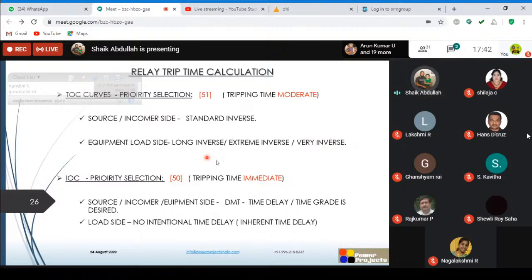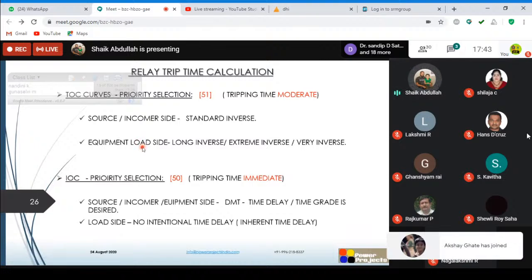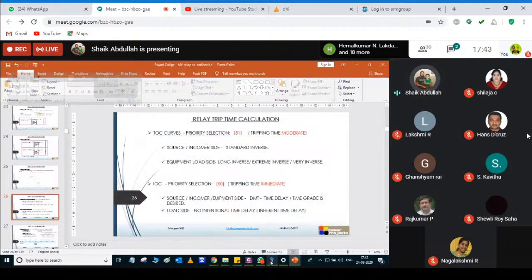So we have to choose based on your load starting as well as load damage curve. There are two curves for the load. If it is a motor, we have two curves here. I can see it in your ETAP.